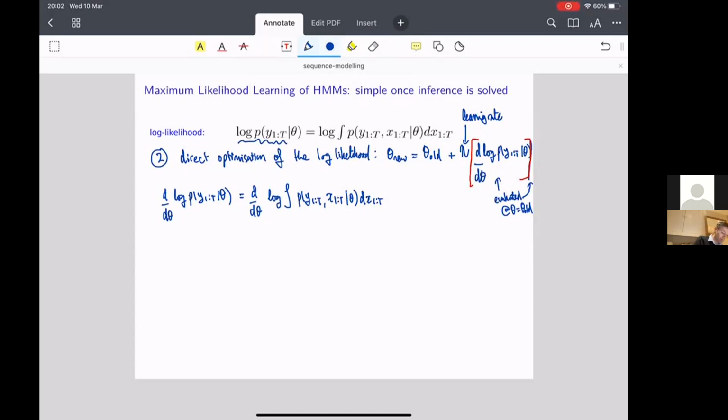Okay, so this thing, well, we know how to differentiate logs. If you differentiate a log, you get 1 over the quantity. So 1 over, in this case, the quantity is an integral, p(y_1:T, x_1:T | theta), times the derivative of the argument to the log. So here the argument to the log was that integral, so we have to differentiate that integral. This is the basic rule of how to differentiate the log function.